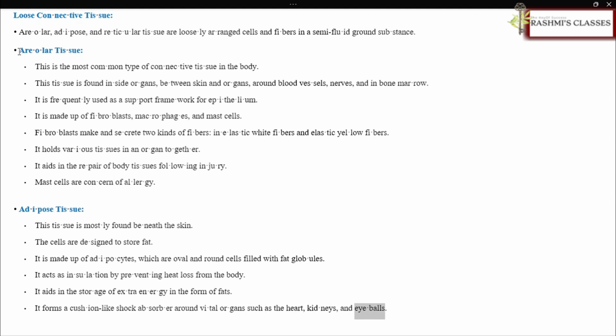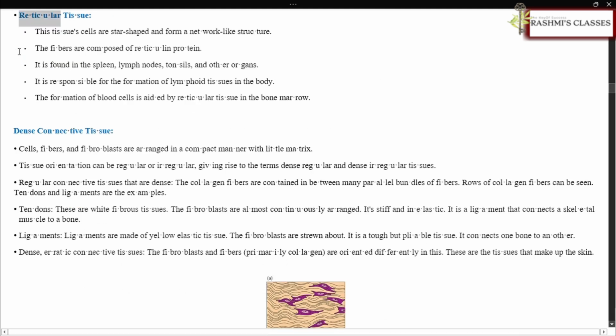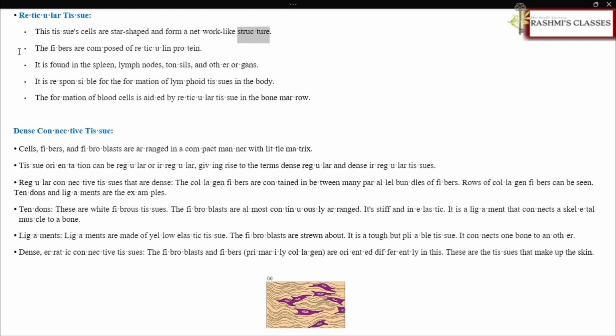kidneys, and eyeballs. Reticular tissue. This tissue's cells are star-shaped and form a network-like structure. The fibers are composed of reticulin protein. It is found in the spleen, lymph nodes, tonsils, and other organs. It is responsible for the formation of lymphoid tissues in the body. The formation of blood cells is aided by reticular tissue in the bone marrow.